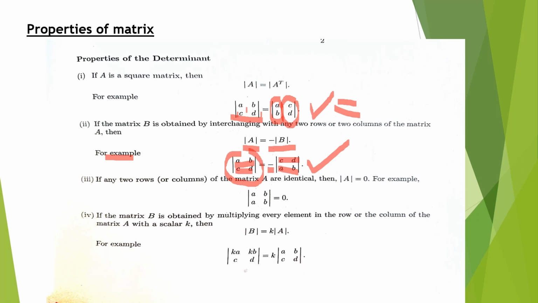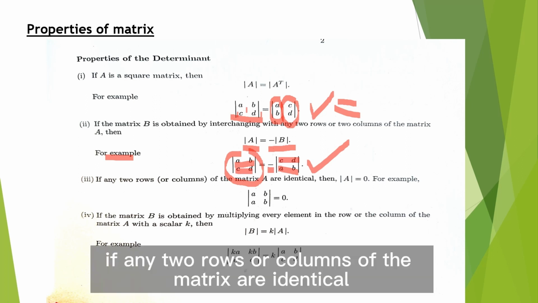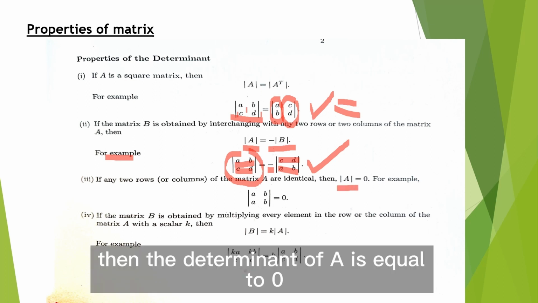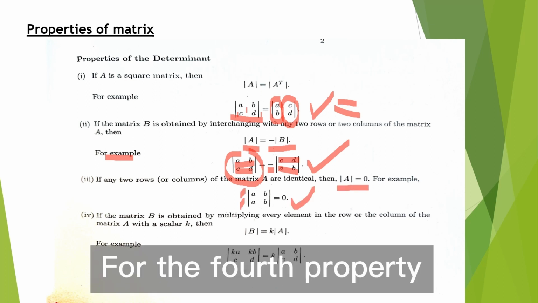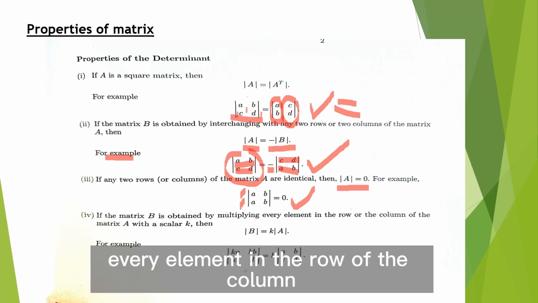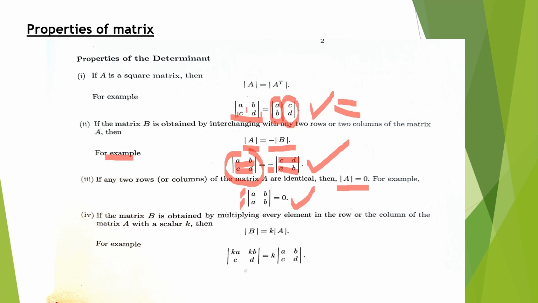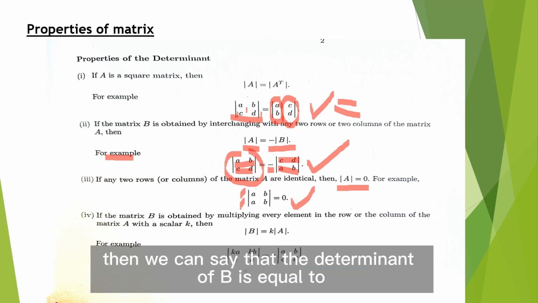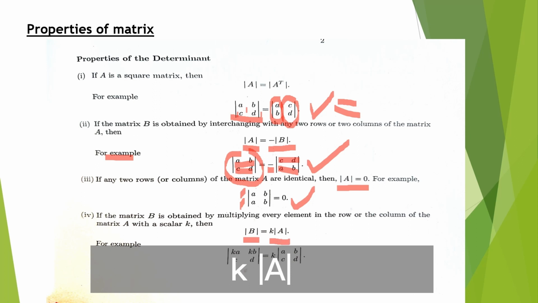For the third one, if any two rows or columns of the matrix are identical, then the determinant of A is equal to 0. For the fourth property, if the matrix B is obtained by multiplying every element in a row or a column of the matrix A by a scalar k, then the determinant of B is equal to k times the determinant of A.